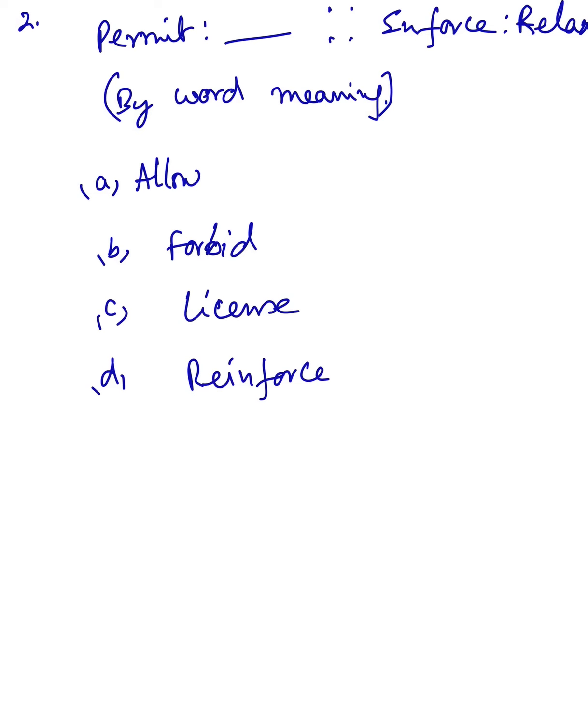Permit corresponds to what, when enforce corresponds to relax? These both are quite opposite of each other, since enforce is to enforce a rule while relax is to be lenient. The opposite of permit will be forbid. By word meaning. Right?